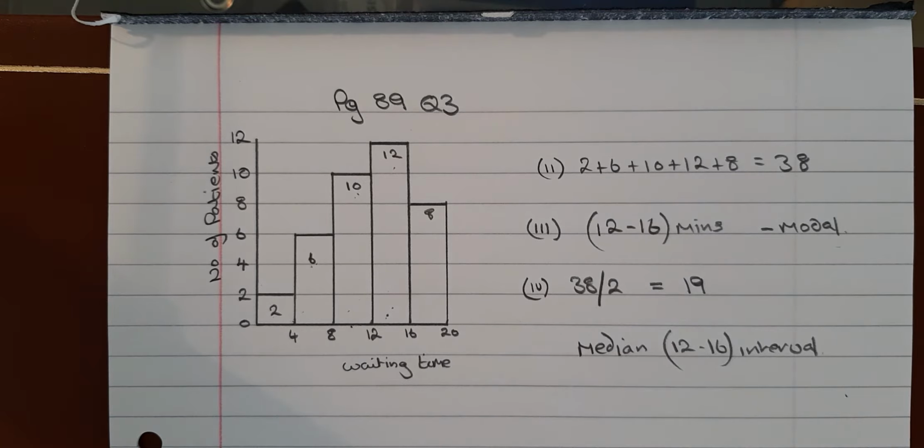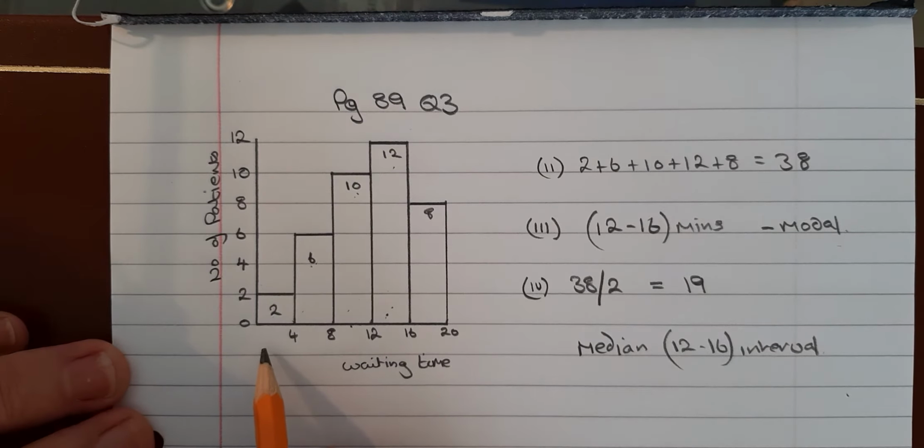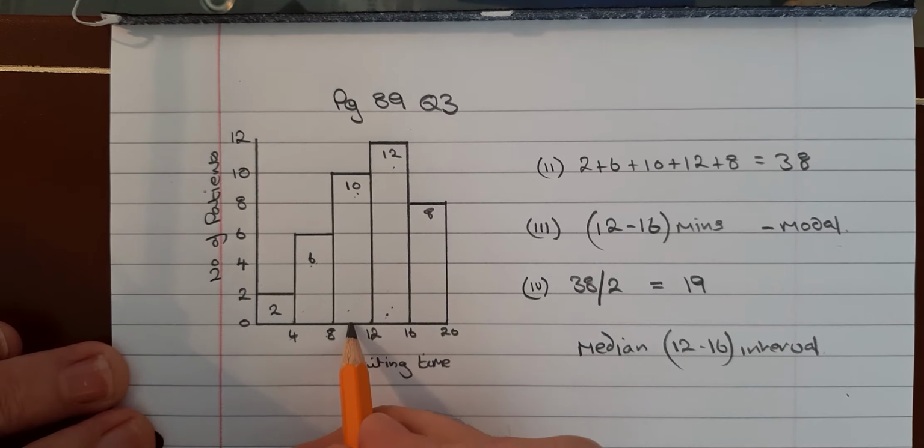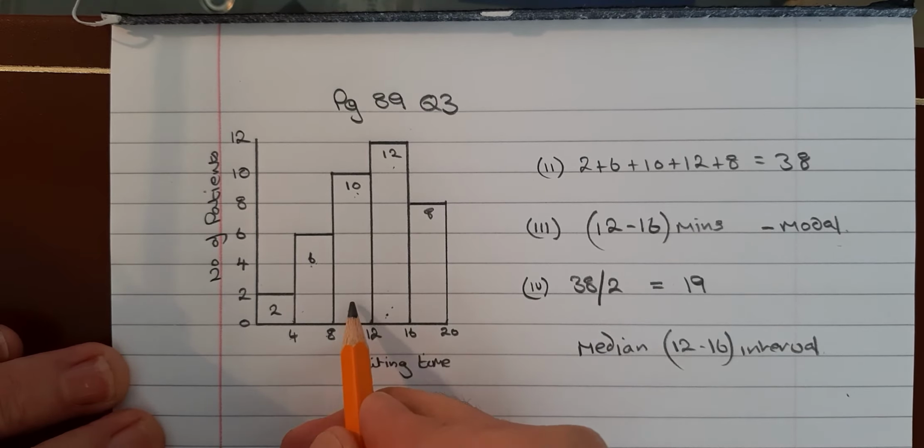Part 5. What is the greatest number of patients who could have waited longer than 10 minutes? So our waiting time is along the bottom. So 4, 8, 12. Our 10 is in here. So the greatest amount would include everybody within this interval, because we don't know if they waited between 8 and 10 or 10 and 12. So the greatest amount could be anybody within here.